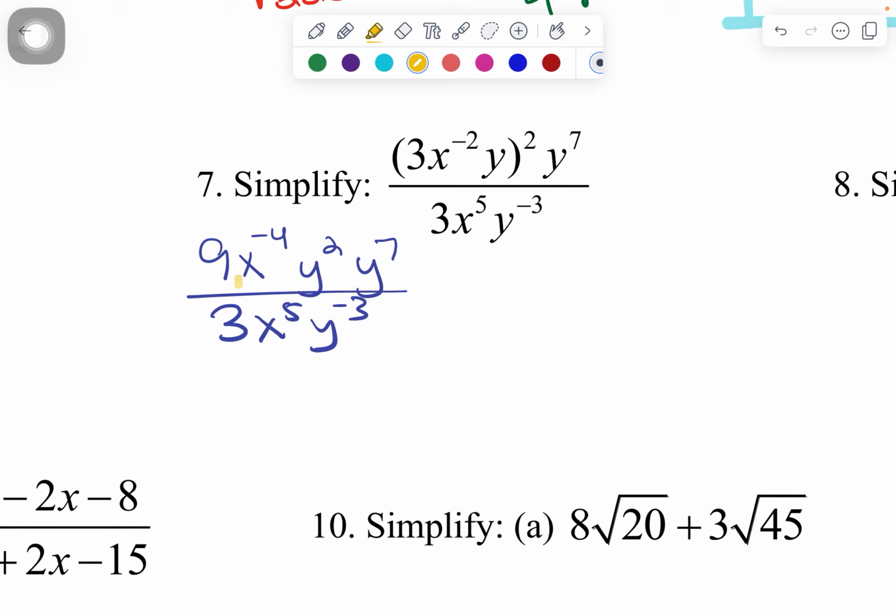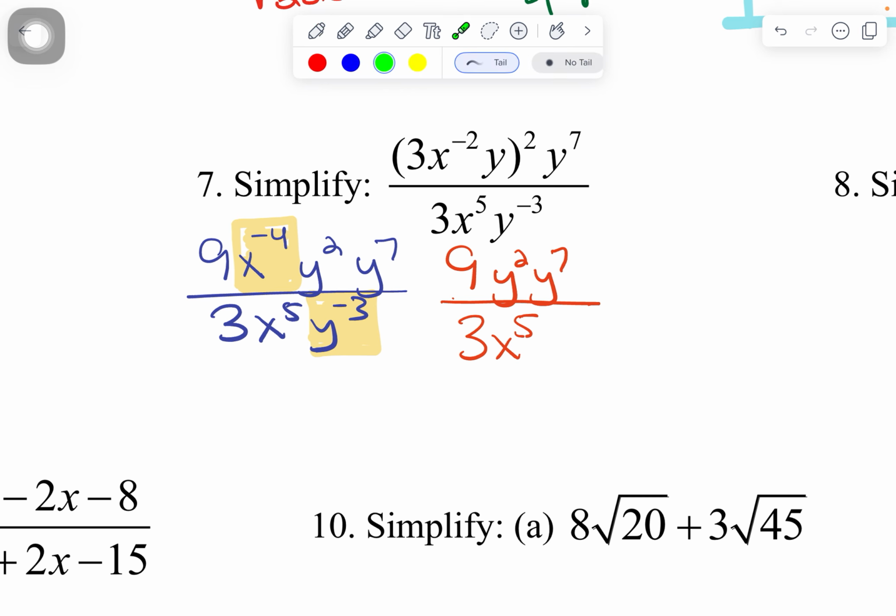Now, I am not a huge fan of this piece that has a negative exponent. I don't like the fact that that piece has a negative exponent. So I'm going to move them. Right, just move those terms. The 9 stays, the y squared stays, the y to the 7th stays. This x to the negative 4th is going to go to the denominator. All right, so 3x to the 5th. All right, there's all the positive stuff, all the stuff that isn't changing.